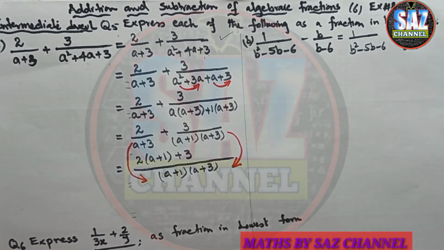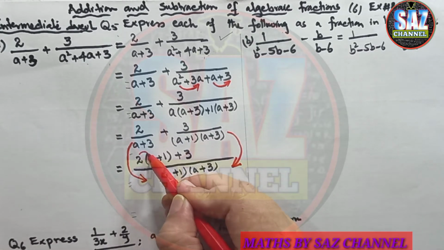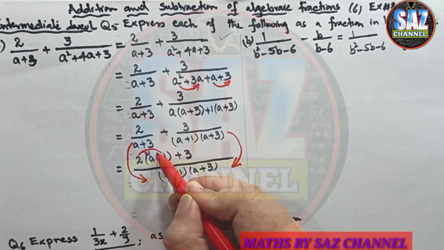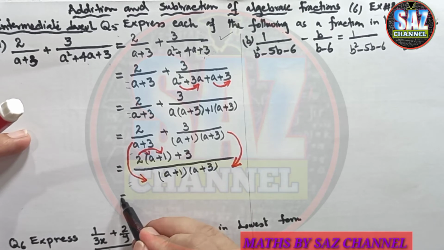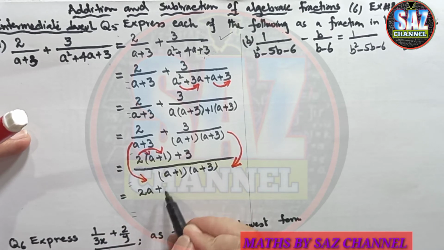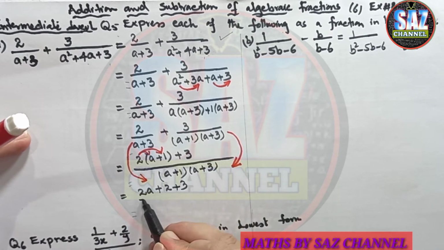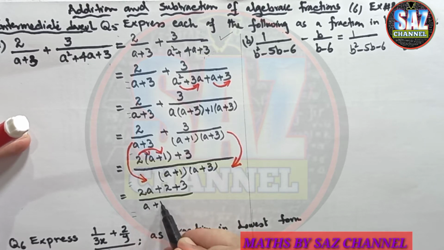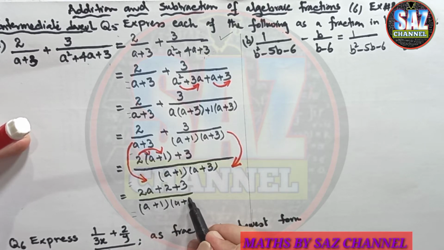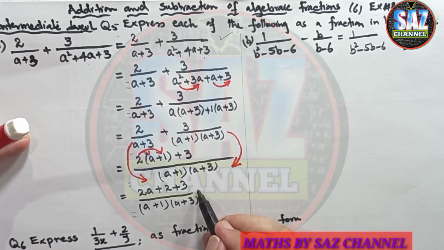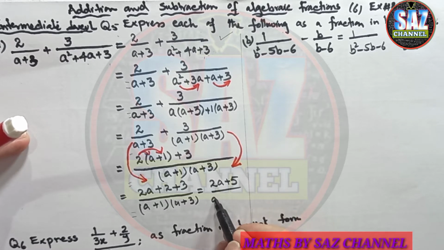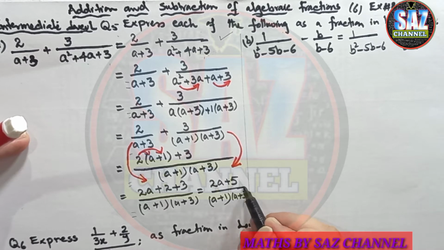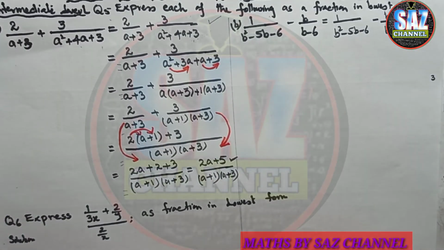Now we have to apply the distributive property, that 2 has to be multiplied carefully with every term inside the bracket, and it will take the form 2a plus 2 plus 3 upon a plus 1 into a plus 3, or 2a plus 5 upon a plus 1 into a plus 3. I hope you are clear about this question. Let's move to the second question.